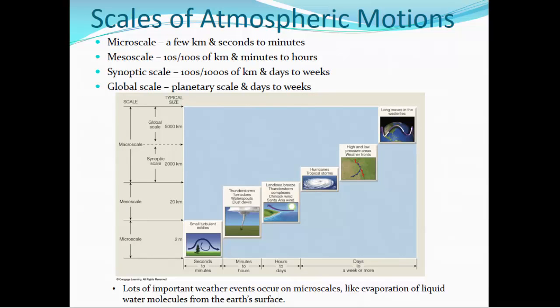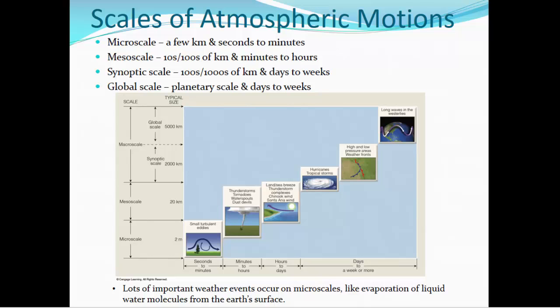First, we'll discuss the scales of atmospheric motion, and we have four general scales: the microscale, the mesoscale, the synoptic scale, and the global scale, with the microscale being the very smallest winds that occur over just a few kilometers and take only seconds or minutes to occur. In the mesoscale, meso meaning middle, we're talking about winds that are in the tens or hundreds of kilometers and require minutes or hours. The synoptic scale, hundreds to thousands of kilometers, and take days and weeks. And then at the global scale, the planetary scale, days to weeks and even months.